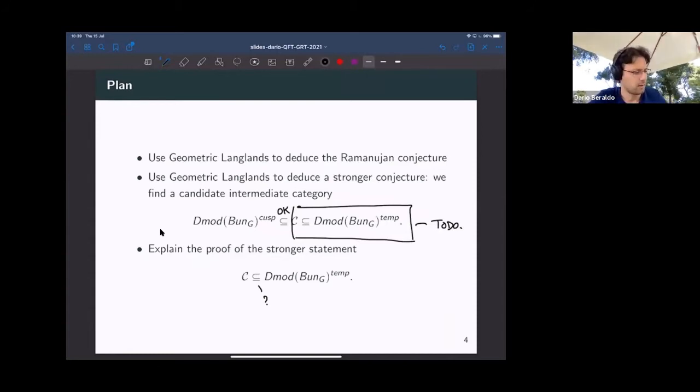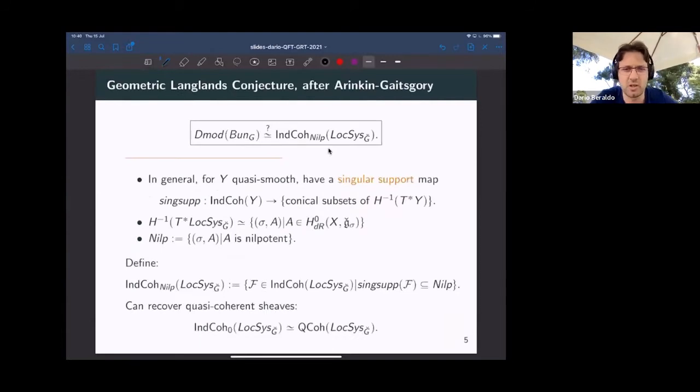Okay, so let me start with it. I change page, but it doesn't seem to change page. Okay, now it changed page.